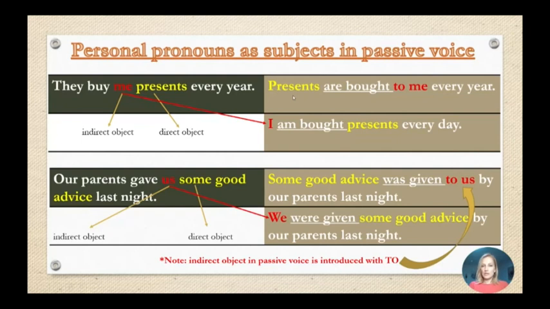And just one more thing. When we make the passive sentence with the direct object, like this one, presents are bought, and we still want to say to whom, we say to me. Presents are bought to me every year. The same goes for the second one. Some good advice was given to us.